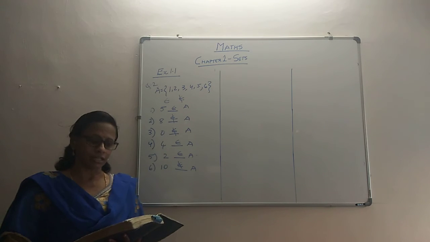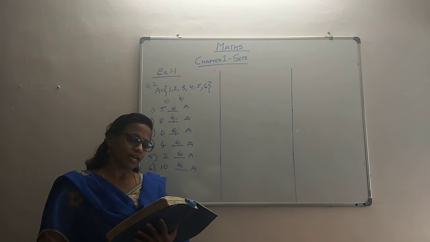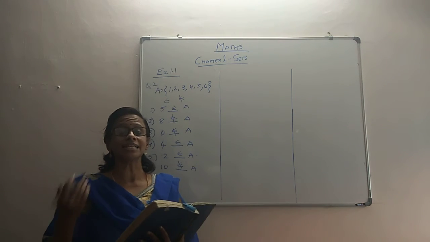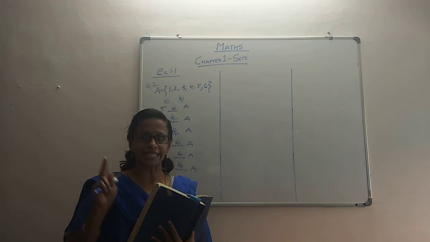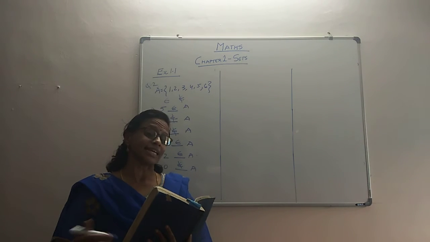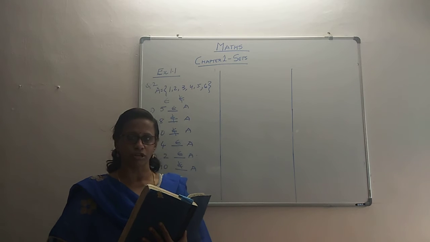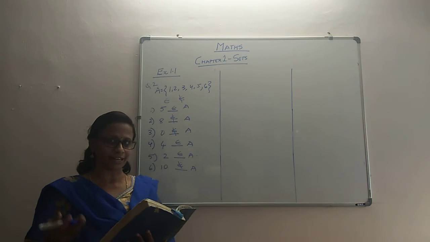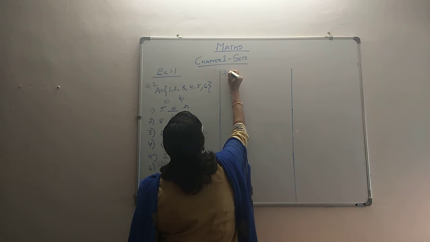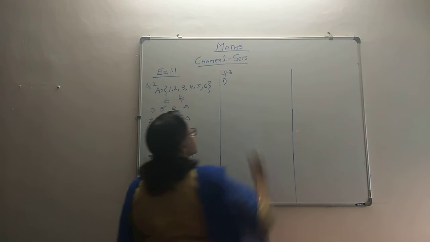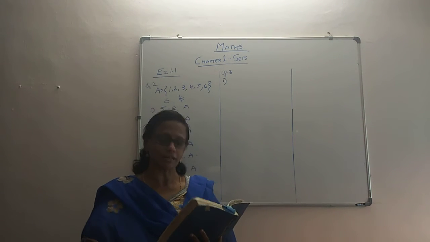We quickly go to question number 3. In question number 3, they say, write the following set in roster form. As I told you earlier, there are two forms: one is roster form and one is set builder form. In this question, they give us a set in set builder form and ask us to write it in roster form. That means you have to list it and get the answer.